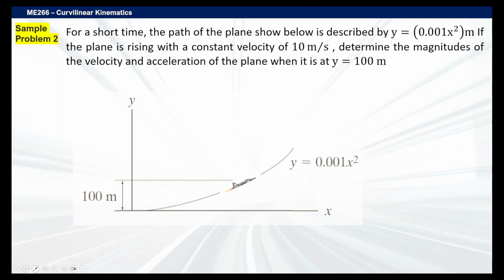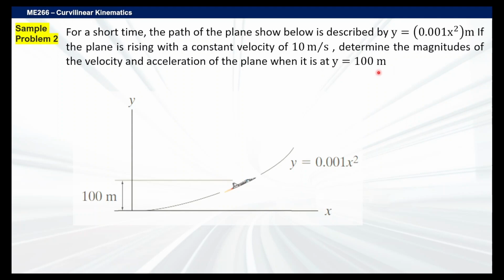This particular problem. So here we have a jet, our path of a plane. So for a short time, the path of the plane, shown below, is described by y, yung equation ng path basically, as 0.001x squared in meters. If the plane is rising with a constant velocity of 10 meters per second, determine the magnitudes of the velocity and acceleration of the plane when it is at y equals 100 meters.